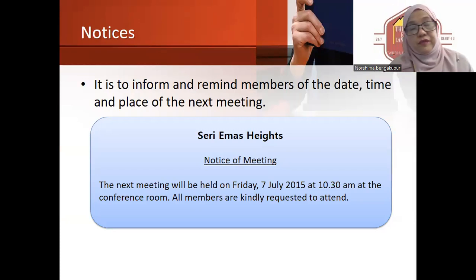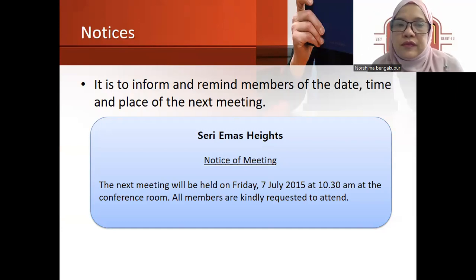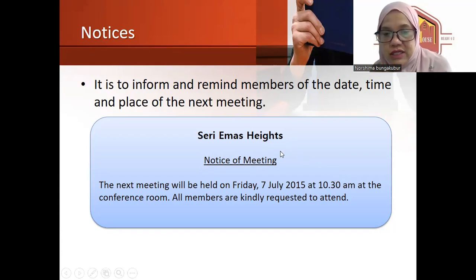So in a meeting, before any meeting, you will get a notice, right? The first part is to explain what is a notice. A notice is to inform and to remind members of the date, time, and place of the next meeting. For example, you can see here, Seri Emas Heights. I suppose that is a housing area or community meeting. Notice of meeting, or in Bahasa Melayu, I would say panggilan mesyuarat. It says here, the next meeting will be held on Friday, 7th July 2015 at 10:30 a.m. at the conference room. All members are kindly requested to attend.